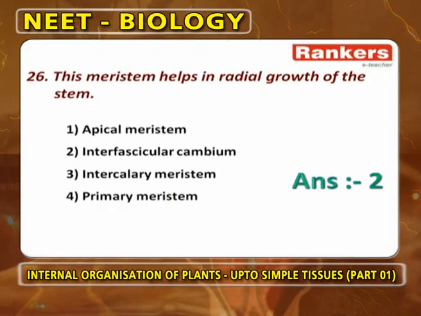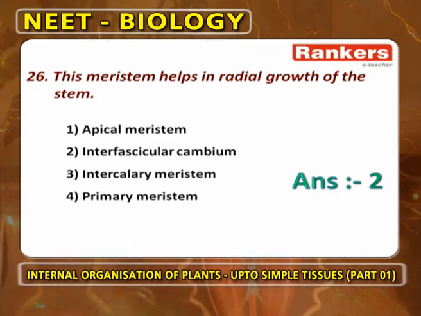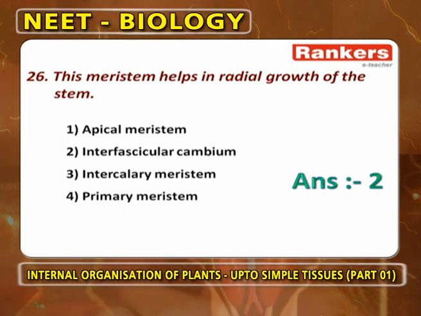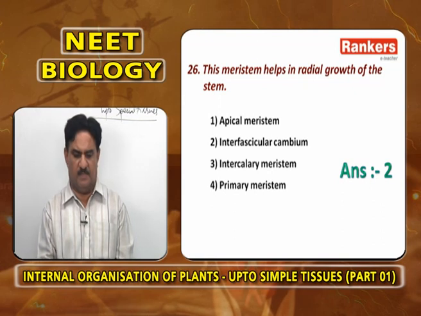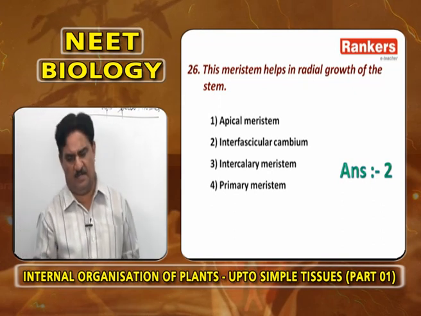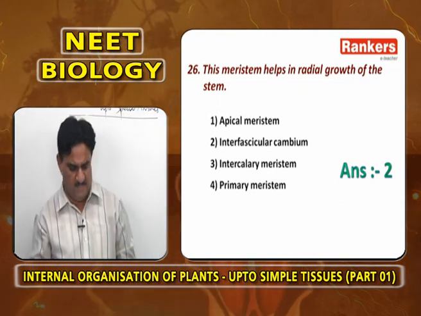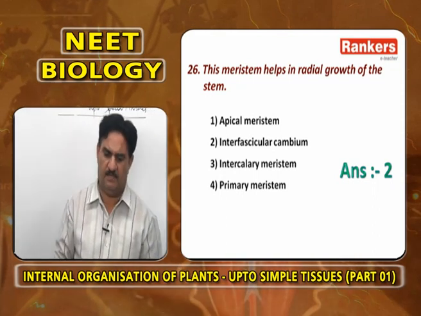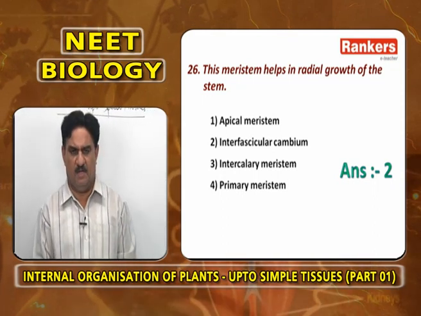So, the answer is interfascicular cambium, which is formed by the dedifferentiation of parenchyma tissue in the medullary ray, and it helps in secondary growth. The meristem that helps in radial growth or secondary growth, both are the same. The meristem that helps in the radial growth of the stem is interfascicular cambium.